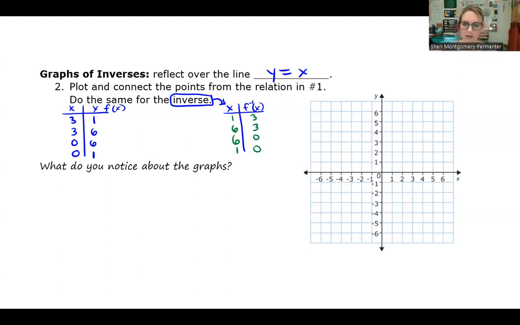Great job, friends. So the first one, we plot those points, we connect the dots. Y'all love doing that. And then we've got our second graph.